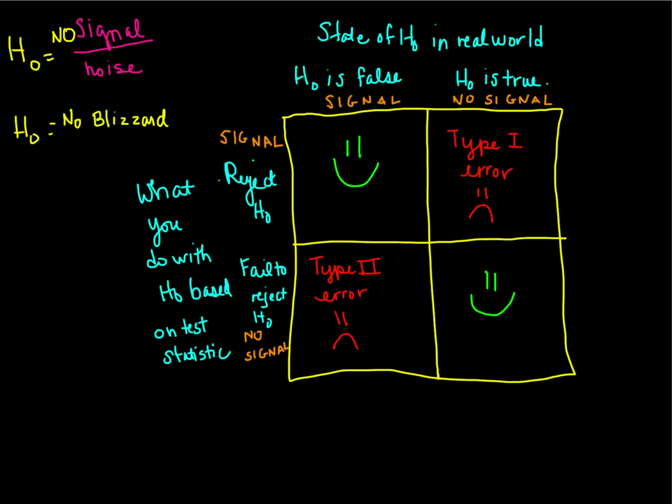Well, our meteorologist friends could say, okay, according to all of our predictive models and according to our instruments, we're going to reject the null hypothesis that there is no blizzard. In other words, there is a blizzard coming. And in the real world, there is a blizzard coming. So the null hypothesis is false, there really is a blizzard coming, and the meteorologist makes the correct prediction. Well done, meteorologist. Not so happy for us, but at least the decision is correct, so we're happy.